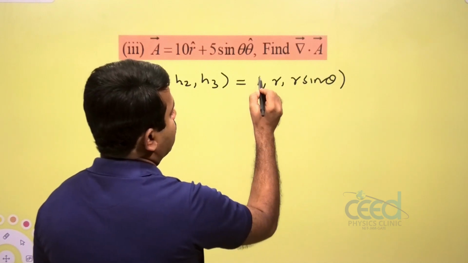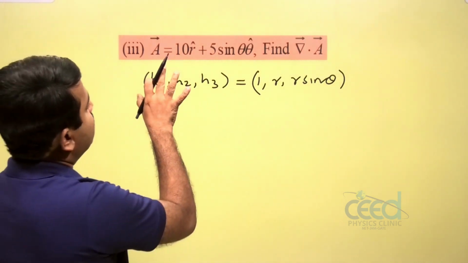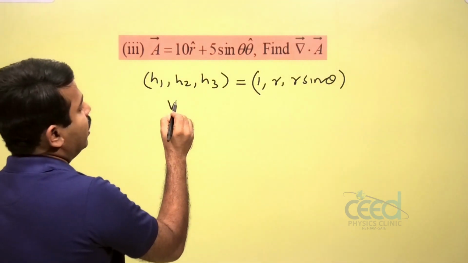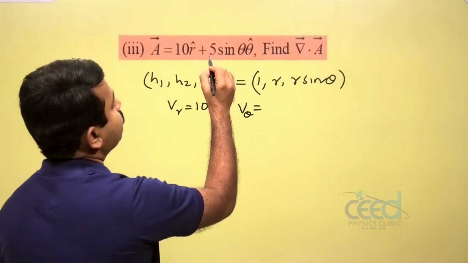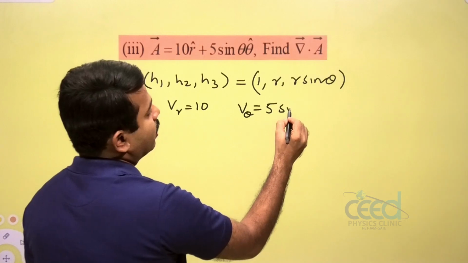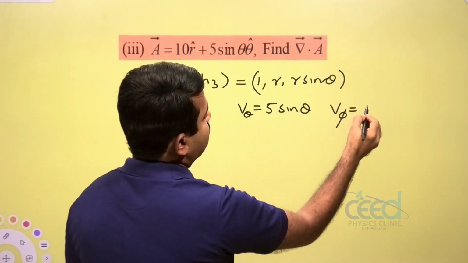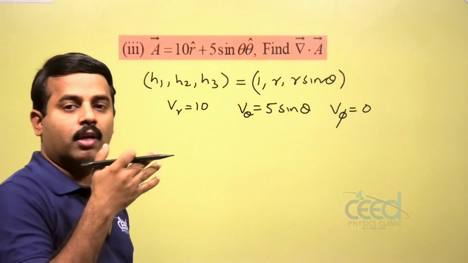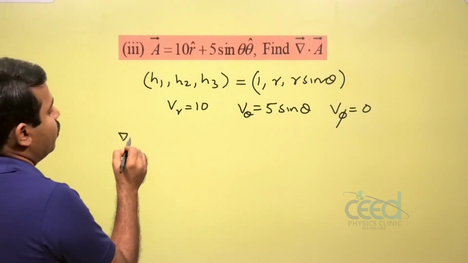Alright, we already studied it. Now here, V_r is equal to 10, V_theta is equal to 5 sin theta, and V_phi is equal to 0. Now what is our general formula for the divergence of A?